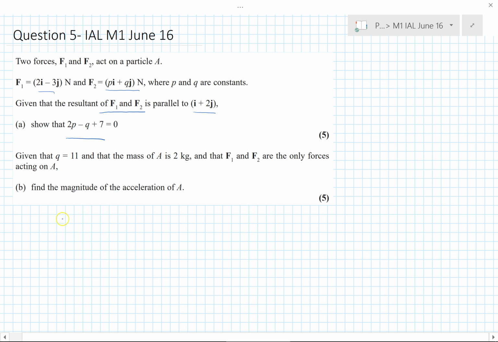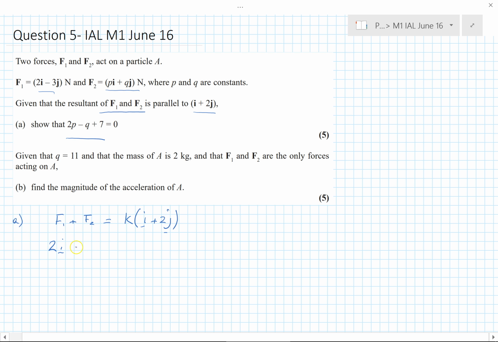Well, we know the resultant is equal to F1 plus F2. So F1 plus F2, we're told, is parallel to i plus 2j. So that's not necessarily equal to i plus 2j, probably not in fact. It's equal to some constant times i plus 2j, because any vector that's parallel to i plus 2j will be a scalar multiple of that. So we're going to use this to work out our relationship given in part A.